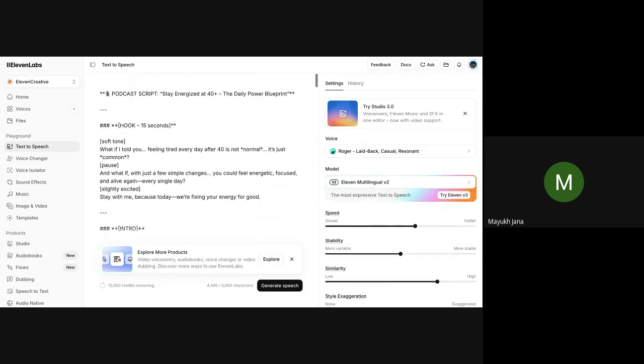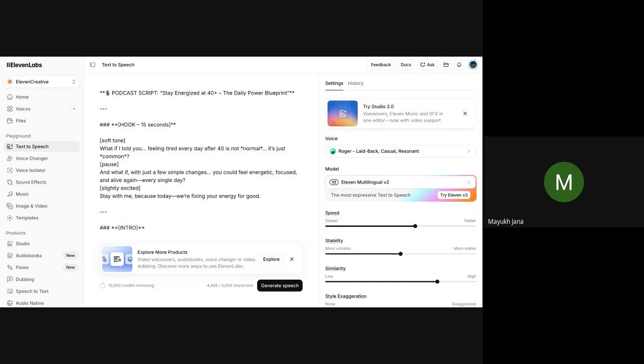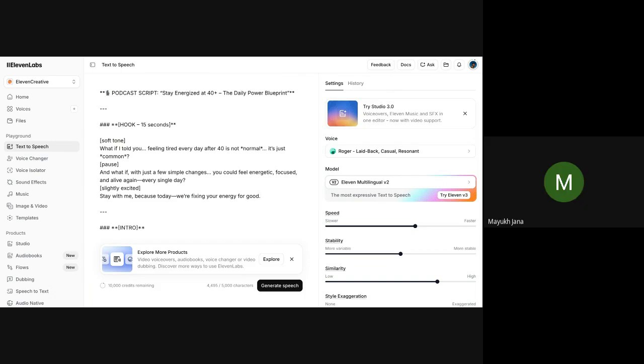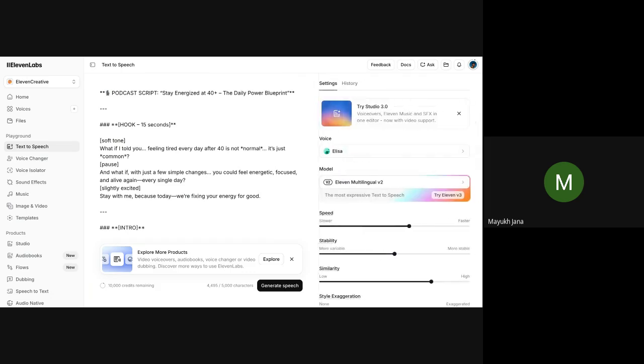So you will see I have pasted here the entire script which we created, right? You have copied that from ChatGPT and just pasted it here directly. Yes, I have just pasted it here. I have 10,000 credits right now, so I can use it to create this. So let's say I have created a narrator called Elisa. I did that earlier for another client.